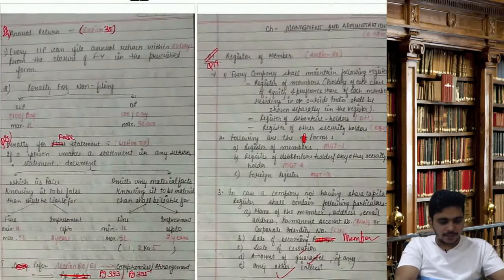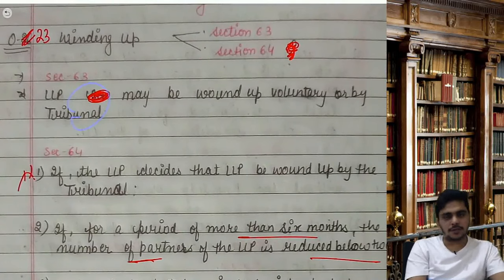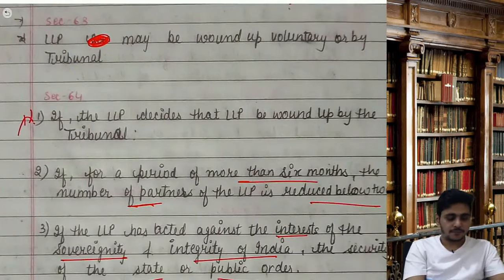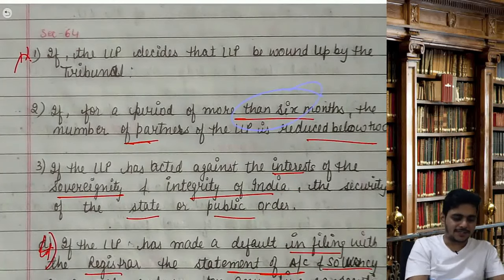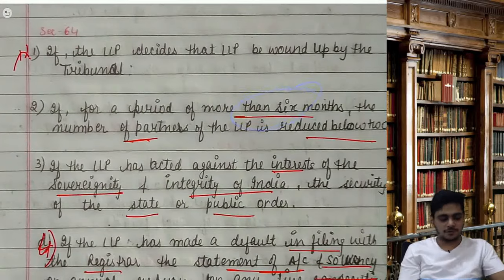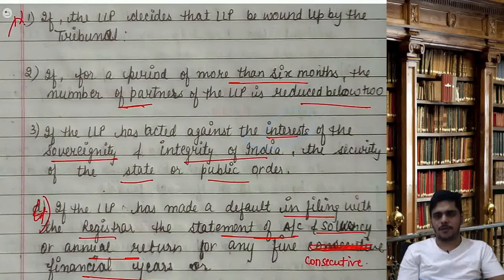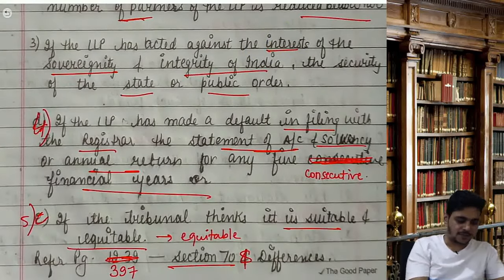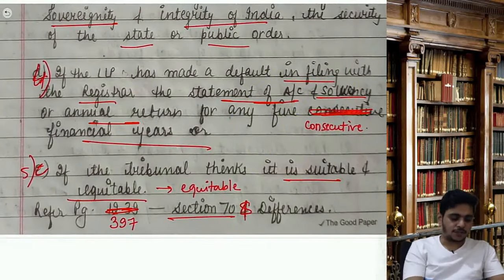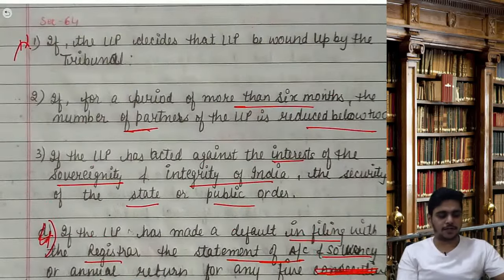Then the next answer is basically winding up. An LLP may be wound up either voluntarily or by the tribunal. The tribunal may wind up the LLP if for a period of more than 6 months the number of partners is reduced below two, or if the LLP has acted against the sovereignty and integrity of India, or the security of the state or public order, or if the LLP has made a default in filing the statement of accounts and solvency with the ROC for 5 consecutive years. If the tribunal thinks it is just and equitable, then the tribunal will wind up the LLP. First one is voluntary, other one is by the tribunal.